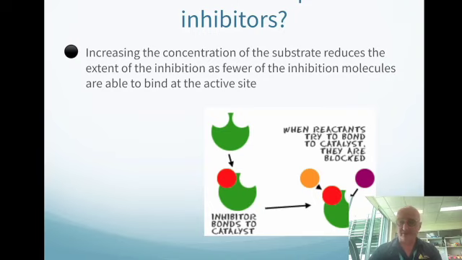How do you combat competitive inhibitors? You increase the concentration of the substrate, so you flood the enzyme with substrate, and then that will lower the inhibition and therefore increase the efficacy of that particular enzyme.